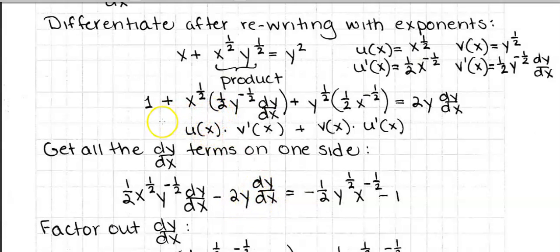And then any term without dy/dx, which are these two, wind up over here with negative signs in front because they've been subtracted. Again, I brought the 1/2 out in front here, so I have negative 1/2, y to the 1/2, x to the negative 1/2. That's this term right here. And then I've subtracted this 1 over here.